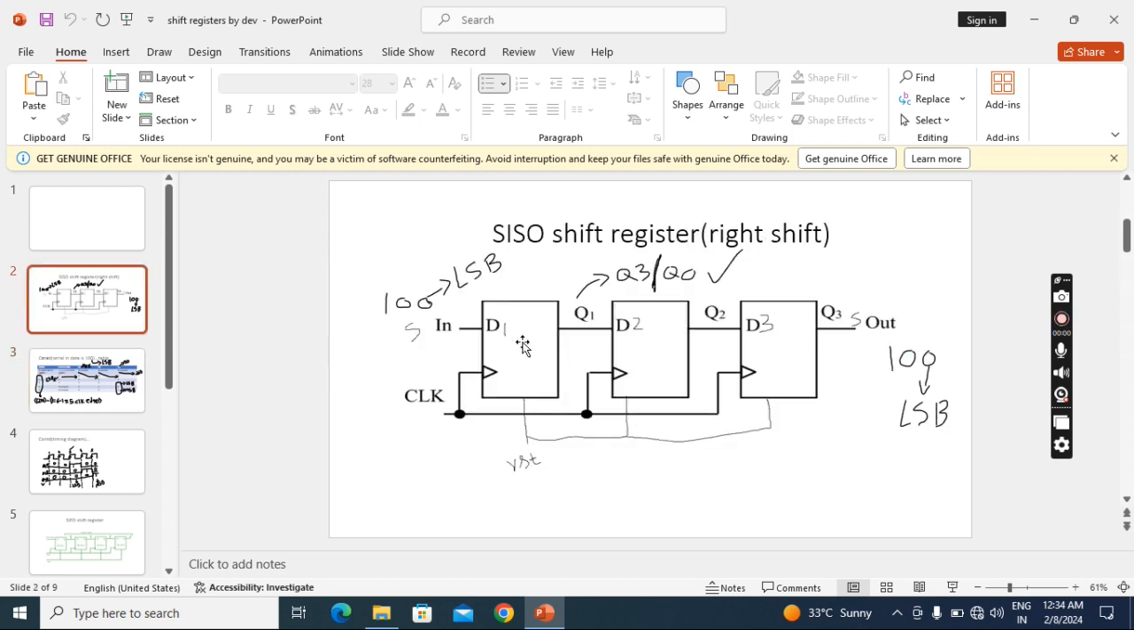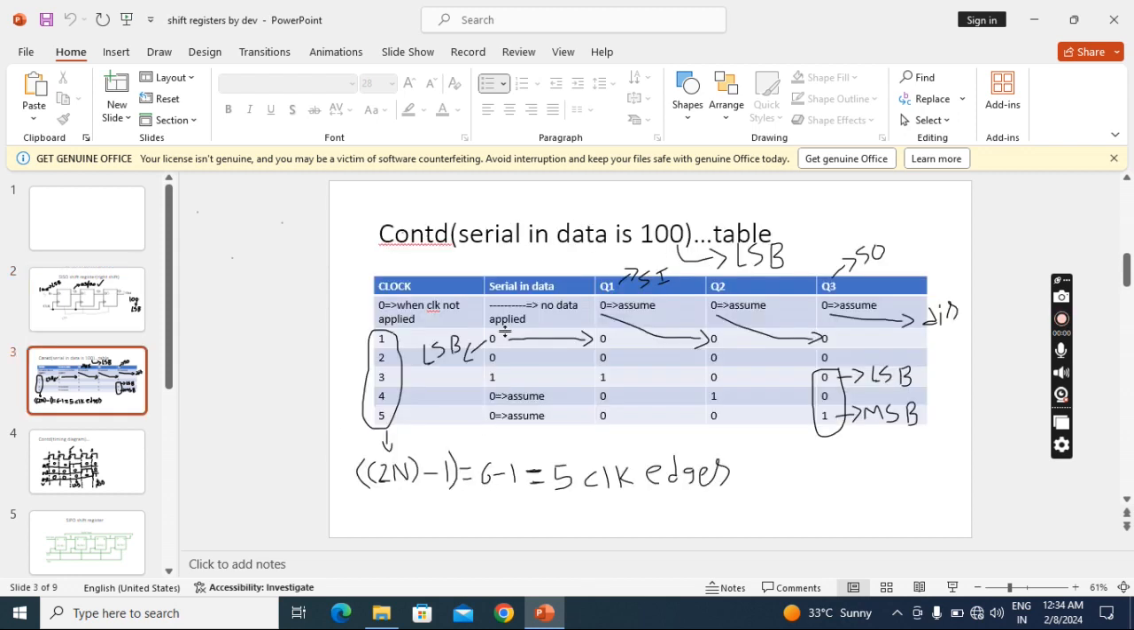When this bit goes inside, whatever bit is here will move here, and whatever bit is here will move here, and whatever bit is here will be discarded. Removed. So what is happening? First this bit went in. The already existing Q1 goes to Q2, the already existing Q2 goes to Q3, and this Q3 bit is discarded. So after one clock pulse, what is the status? Q1 is 0, Q2 is 0, and Q3 is 0.